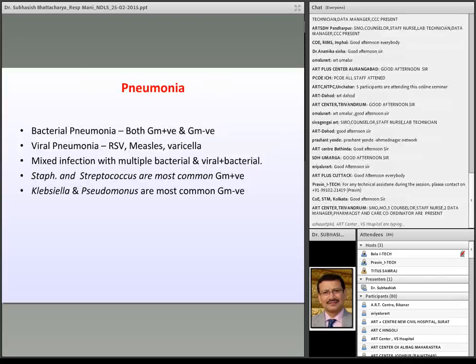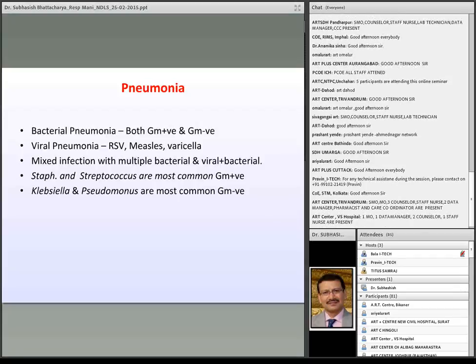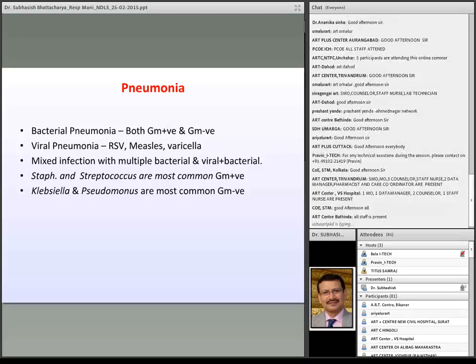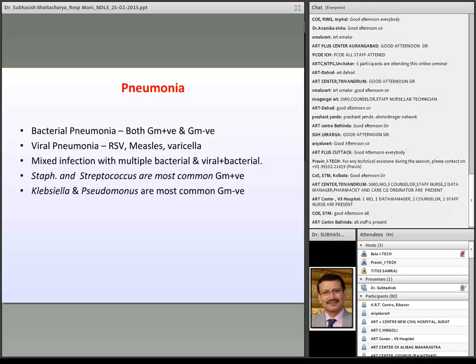Bacterial pneumonia may be due to gram positive or gram negative organisms, and there are viral causes of pneumonia, including respiratory syncytial virus, measles, varicella, and currently, with the epidemic going on, flu. Flu virus also causes viral pneumonia in HIV positive children. Sometimes it is very severe. Mixed infection with multiple viral and bacterial agents may occur, because following viral infection there is a secondary bacterial infection which complicates the viral pneumonia in HIV positive children.